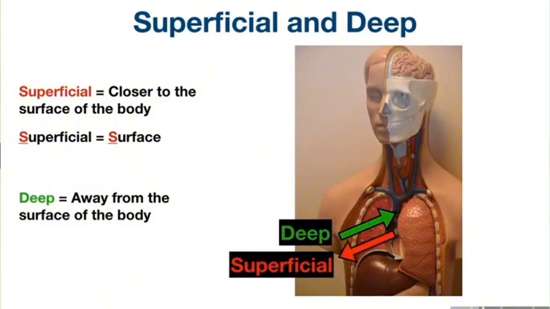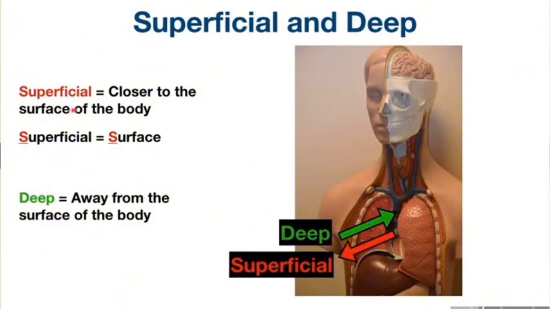Then we use another term, superficial and deep. We can say superficialis or profundus. Now, when we say superficial, it means that it is closer to the surface of the body. So here, the surface of the body is the reference point, or your skin. Any structure that is closer to the surface of the body is superficial.